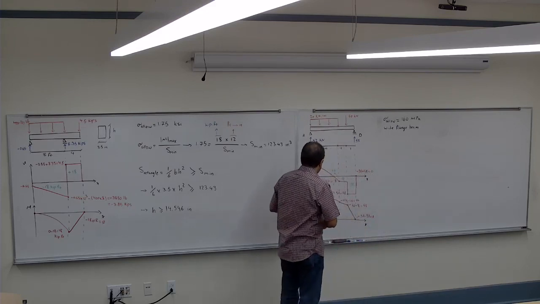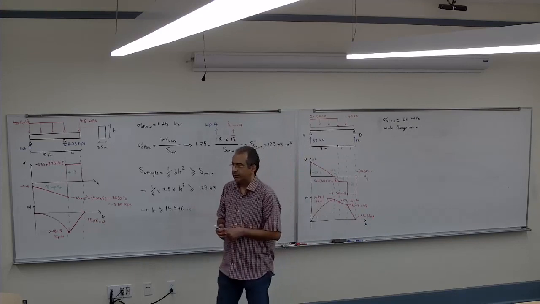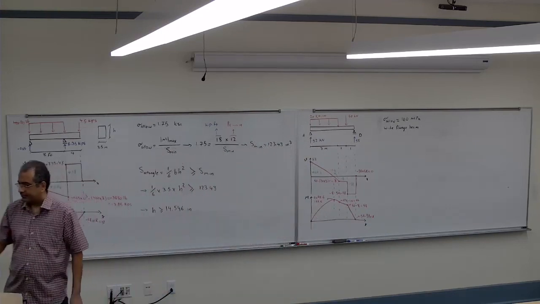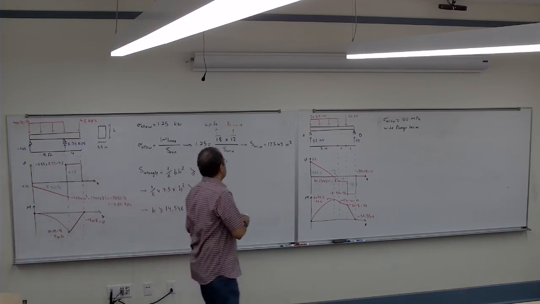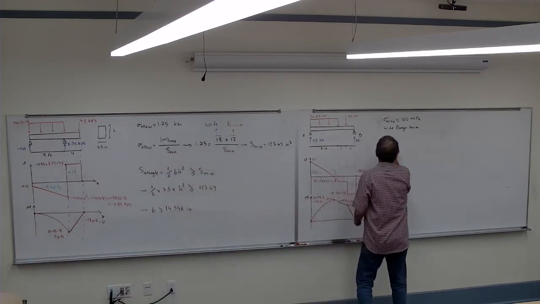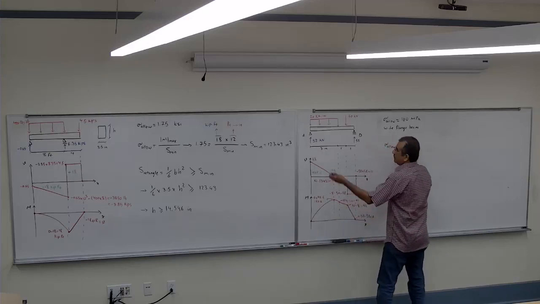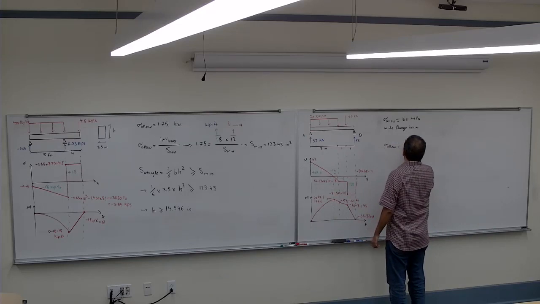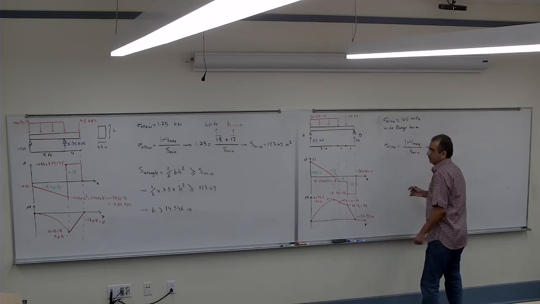So again, the maximum moment I have is 67.6. The rest again is similar to that. The sigma allowable is going to be the M max divided by S min. So therefore, it's 100.